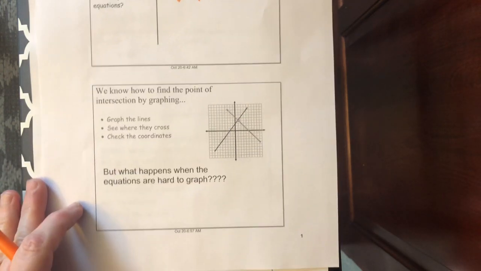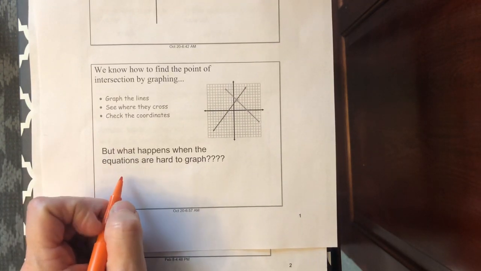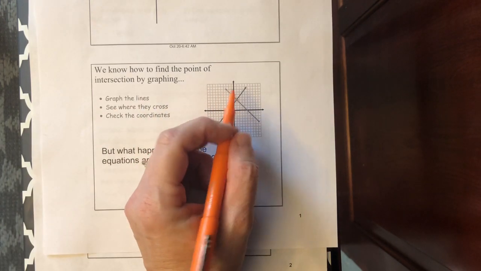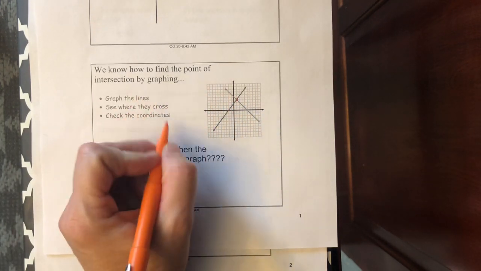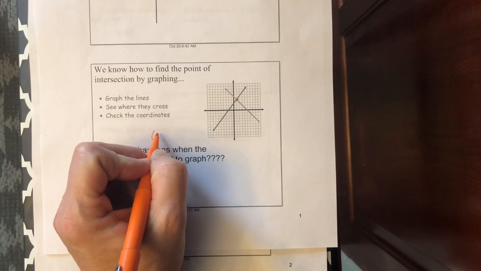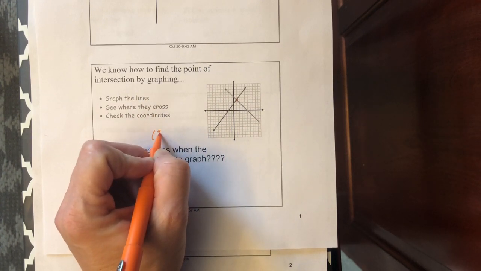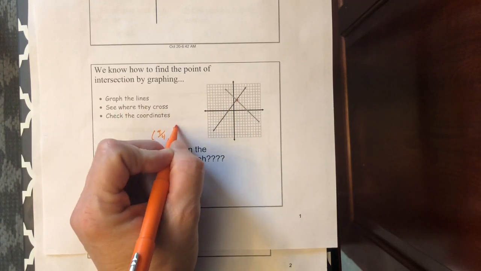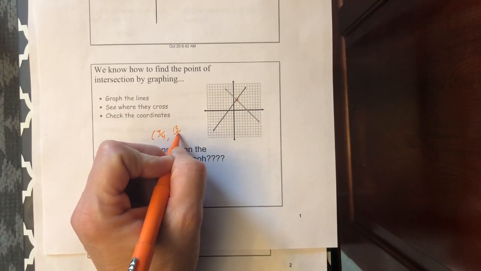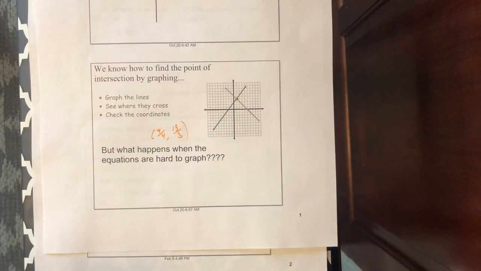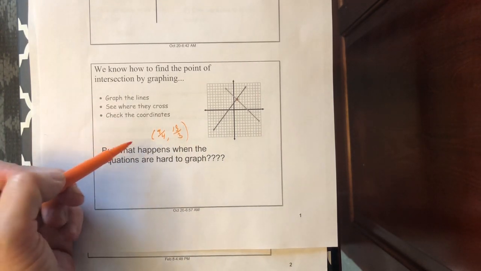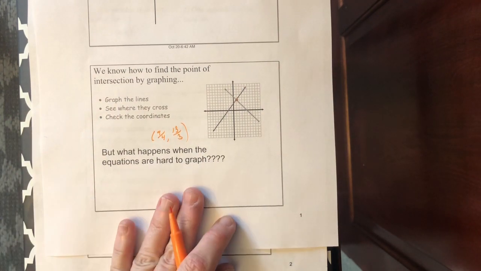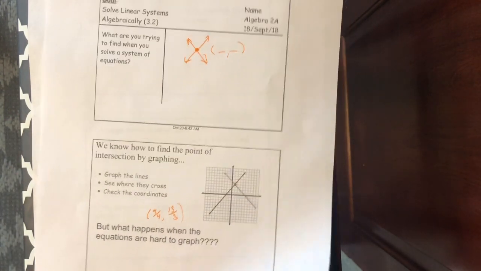So we talked about that yesterday. What happens when the equations are hard to graph? This is where solving by graphing kind of falls apart, because if this point is, let's say, 9 fourths and 13 thirds or something weird like that, there is no way for us to get this exact point using graphing. So this is definitely where graphing falls apart.